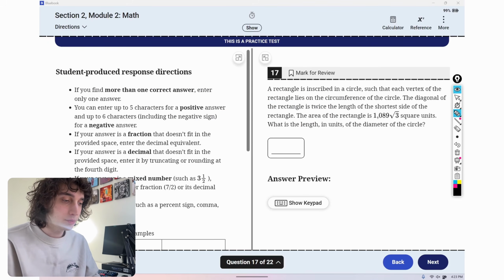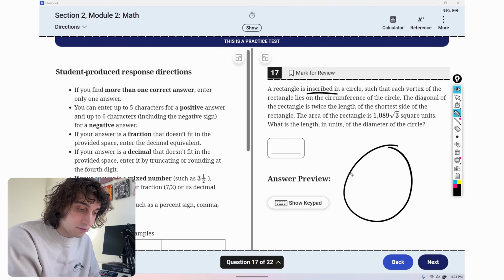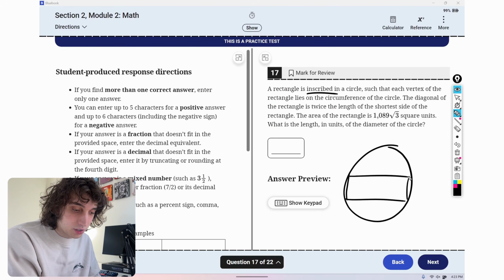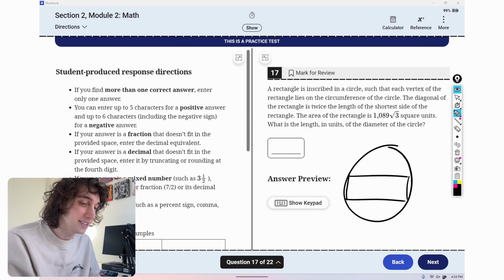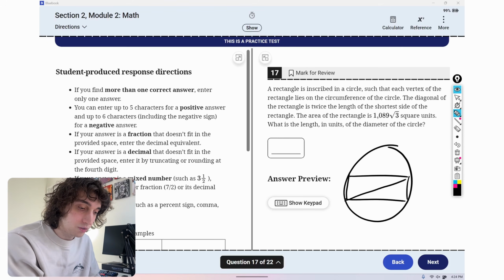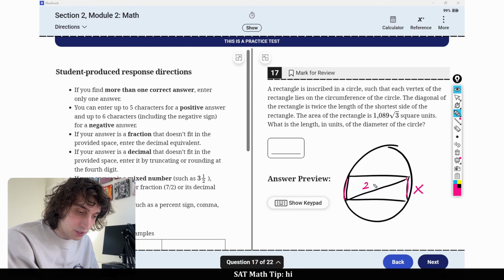There's your answer. Problem number 17, a rectangle is inscribed in a circle. So that basically means we have a circle and then we have a rectangle such that the vertices or corners of the rectangle are touching the edge of the circle. That's what the word inscribed means. And they actually describe that for us in the next part of the sentence. The diagonal of the rectangle, so this, is twice the length of the shortest side of the rectangle. So let's say this and this are the shortest side, let's call that x, and the diagonal is twice the length of that, so the diagonal would be 2x.